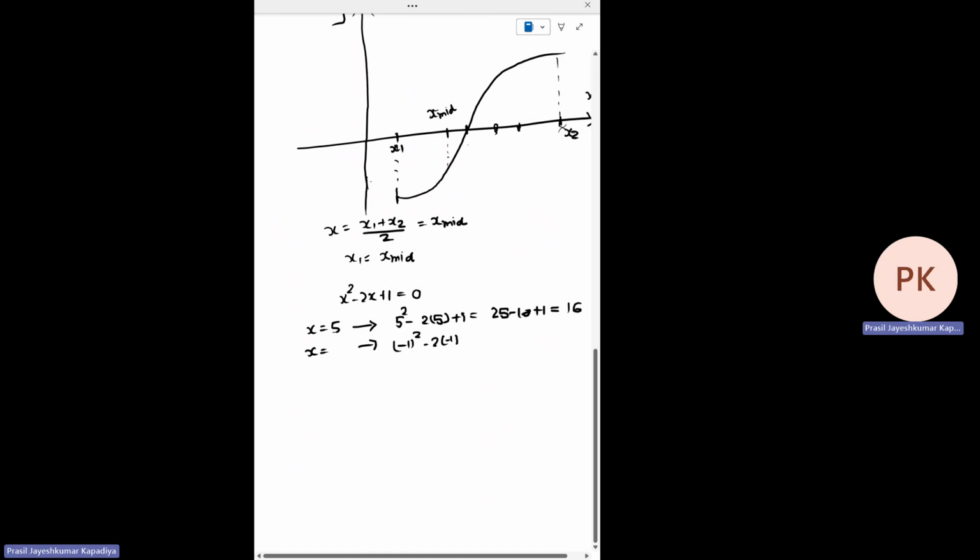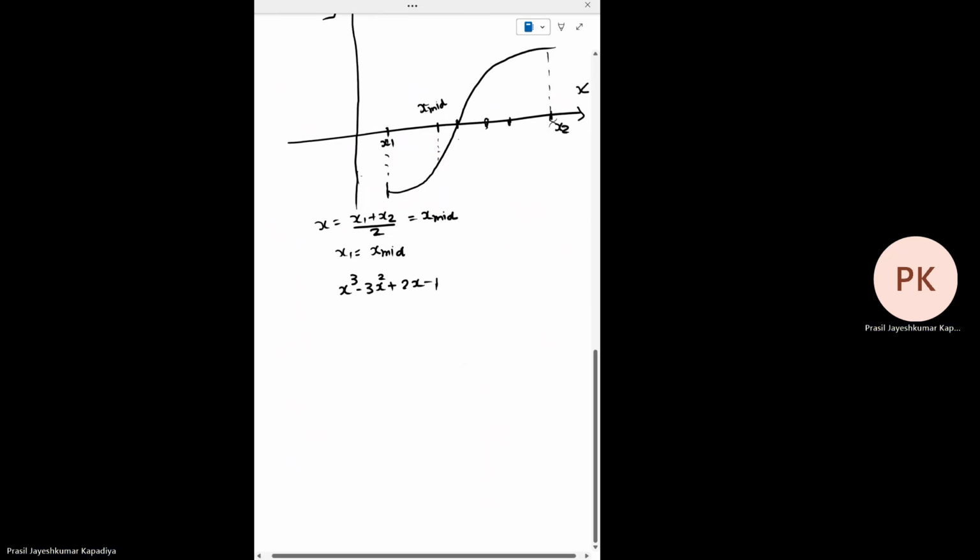That is also, this will always give you a positive solution. Let's say I'm taking x cube minus 2x plus 1 is equal to 0. Okay. Let's take x cube minus 3x square plus 2x plus 1 is equal to 0. Let's say my initial guess is x is equal to 1.